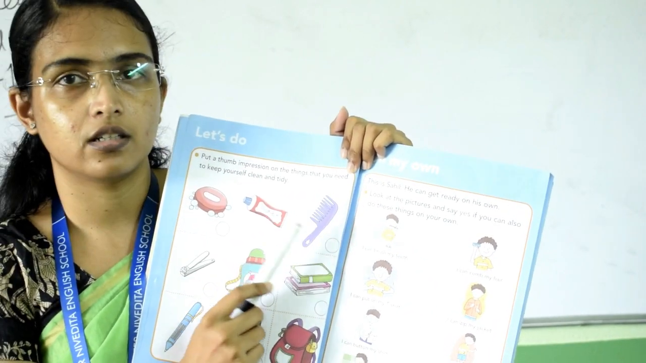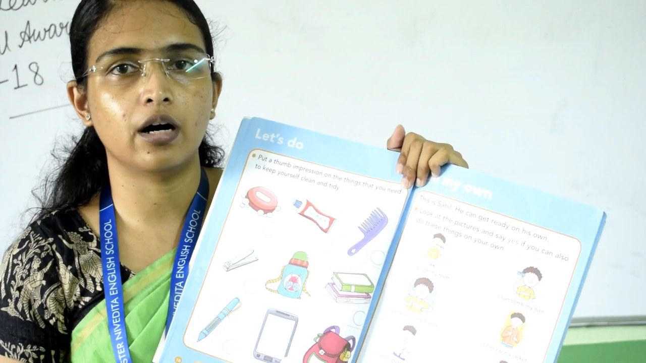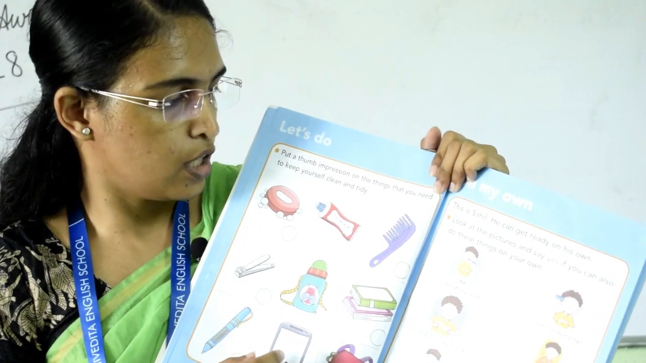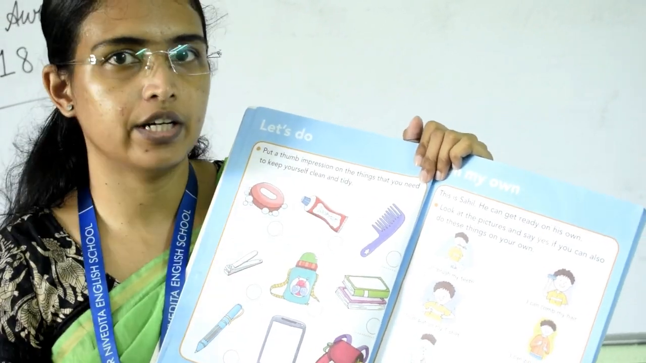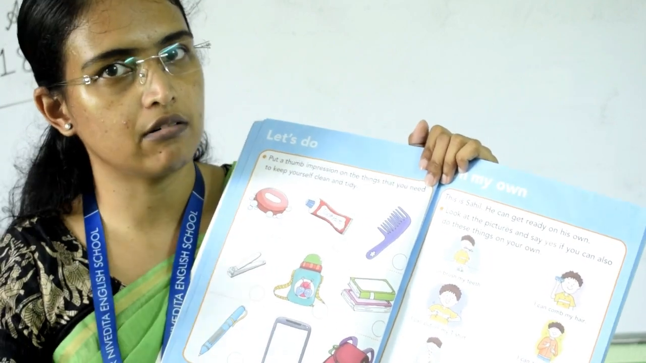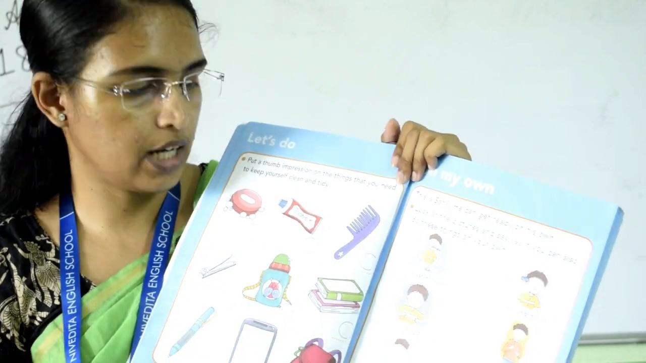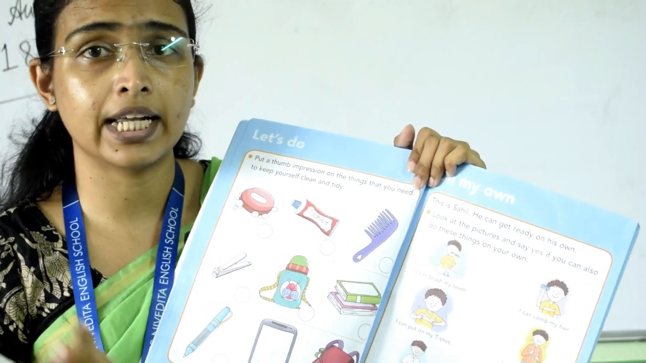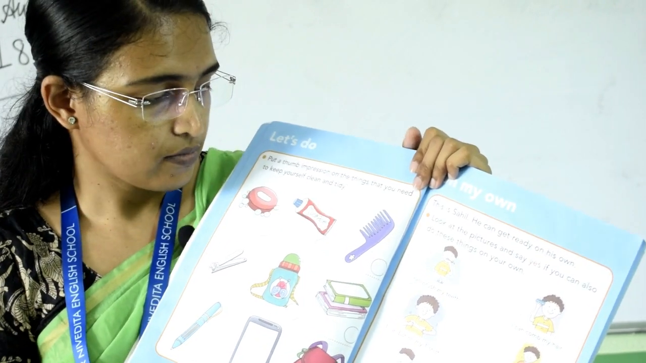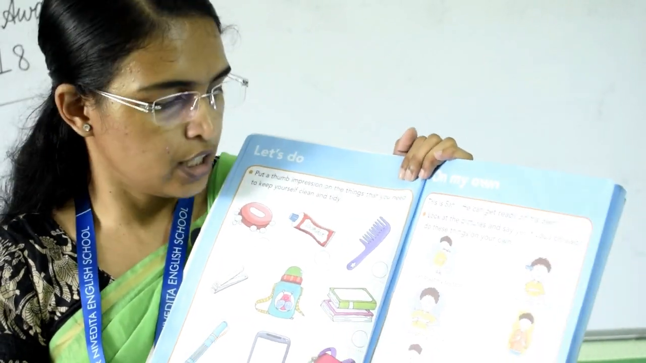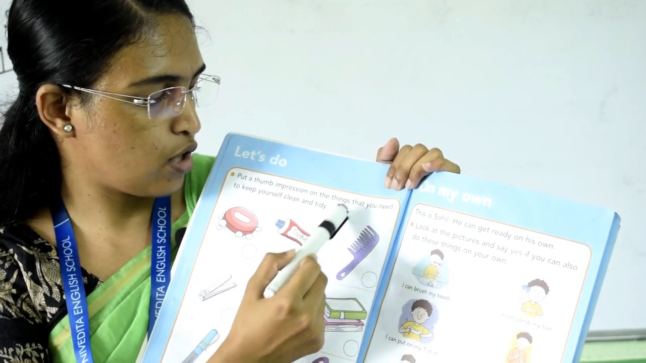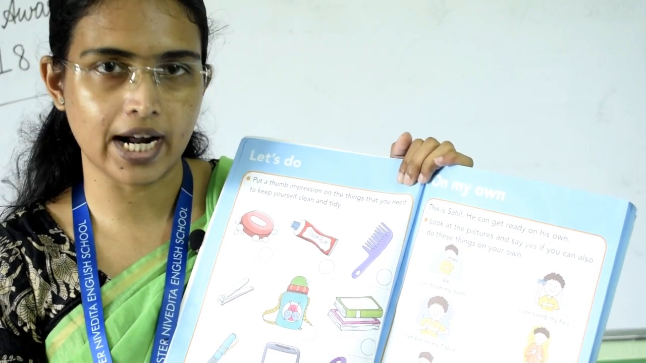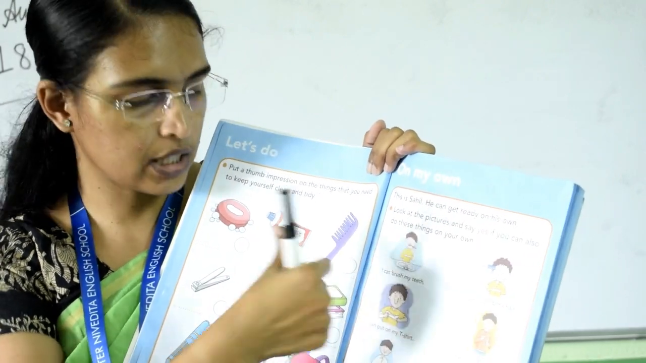Then what is this? Yes, this is a comb. When do we use a comb? Yes, to comb our hair, to clean our hair. With the help of the comb we can manage our hair, right? So when we comb our hair, we become clean, we look good, right? We look clean and tidy, right? So this is also an object which helps us to clean ourselves and to make us tidy. So here also you have to put your thumb impression.